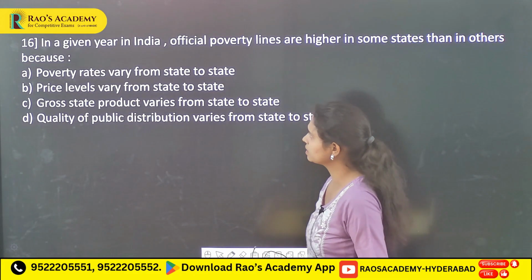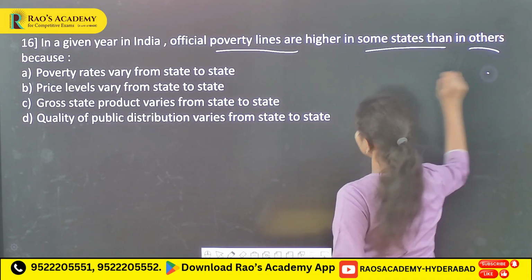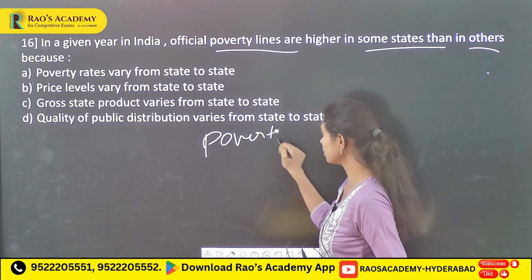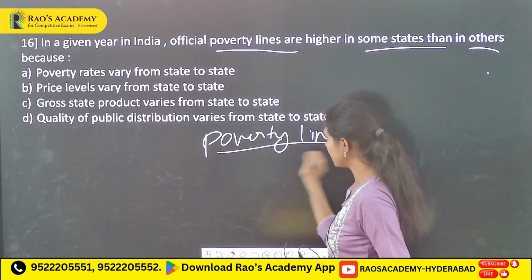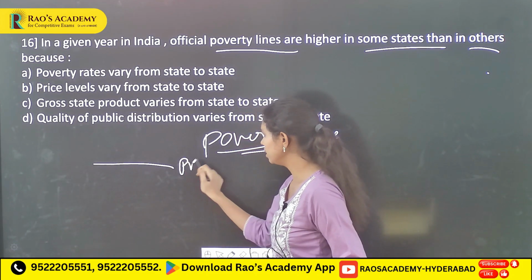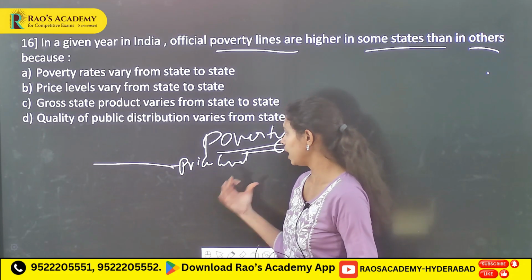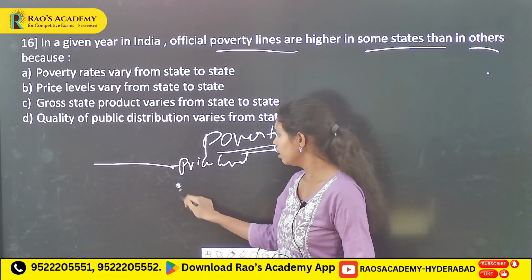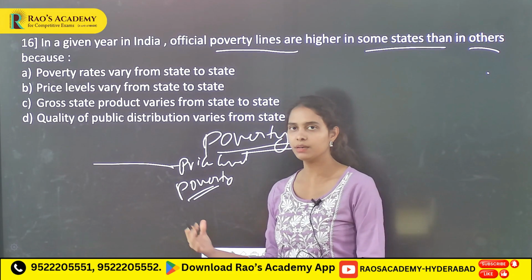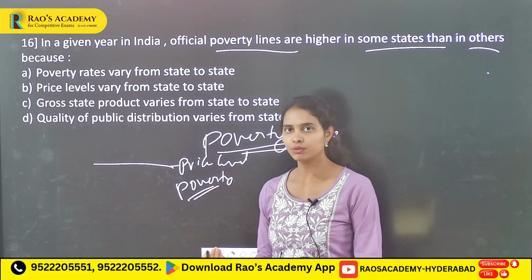The next one is, in a given year in India, official poverty lines are higher in some states than in other states. Usually if you see the poverty line, what do you mean by this particular term? The poverty line actually refers to a particular price level, and whosoever earns or spends an amount below this price level is considered poor or impoverished, or living in poverty. That means they were lagging behind in the basic needs, that means food, clothing as well as shelter.